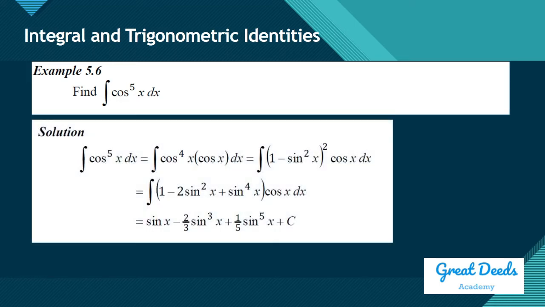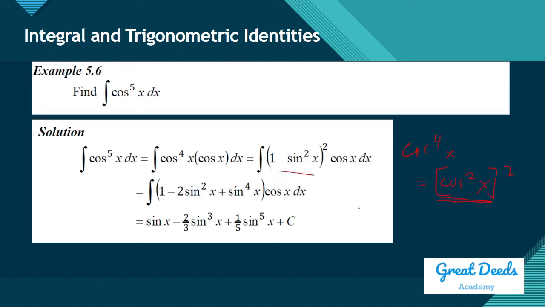Again, we factor out one cosine, so it becomes cosine of x raised to 4 times cosine of x. Now you know that cosine of x raised to 4 is just equal to the square of cosine of x, all of that squared. And your Pythagorean identity will come in here. You will replace this by 1 minus the square of sine of x.